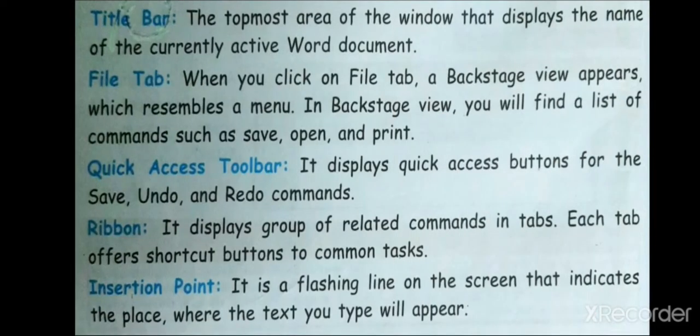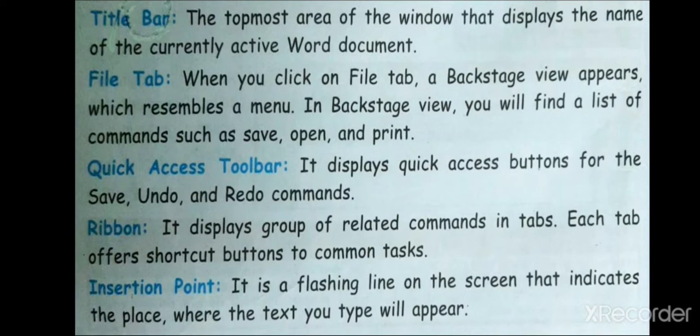First one is the title bar, the topmost area of the window that displays the name of the currently active Word document. It is present at the very top of the screen and it shows us the name of the currently active Word document. Currently active means the Word document in which we are working. ये उसका name दिखाता है.